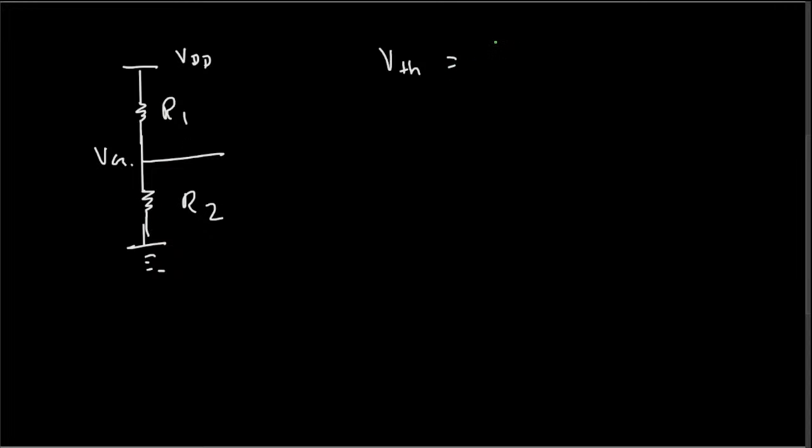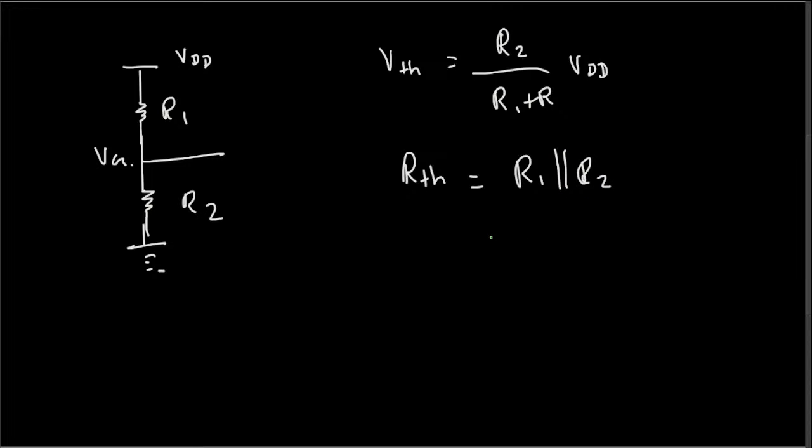To find that, we use the voltage divider equation: R2 over R1 plus R2 times the voltage source, that's VDD. The combination of all of these is going to be the V Thevenin. R Thevenin is, if you look at this resistor, these two are in parallel, so R1 parallel to R2 is the R Thevenin in this case. You can find the equivalent resistance of parallel resistors by doing the product over sum. So this is R1 times R2 over R1 plus R2, that's the R Thevenin.